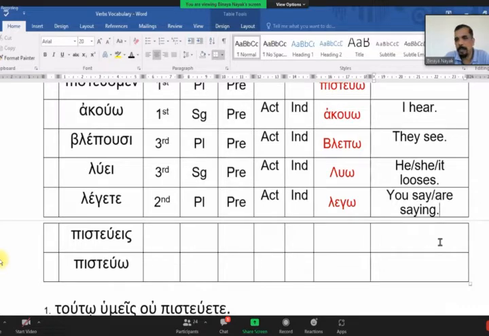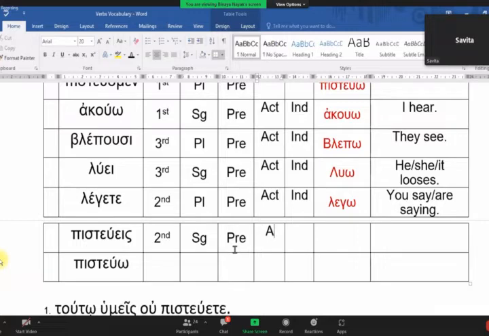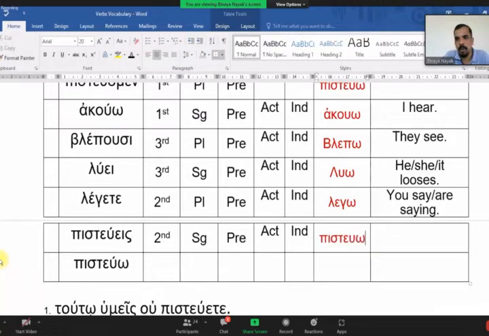Okay, let's go to the next one. Sabita sister, are you there? Would you try with this? Pisteuete is second person. Singular. Present. Active indicative. Pisteuo. Meaning: you believe or are believing. Okay, sir. Very good.